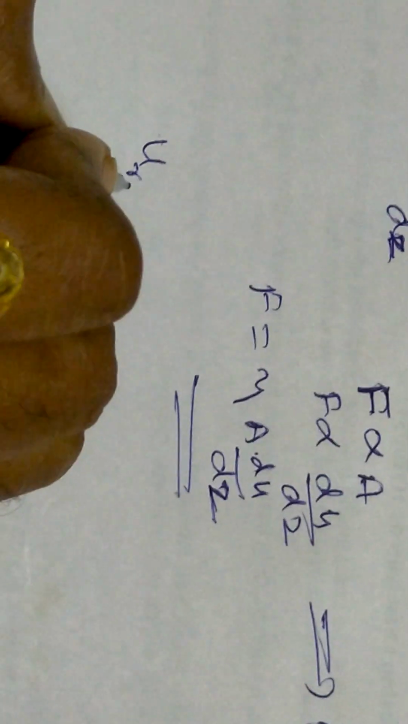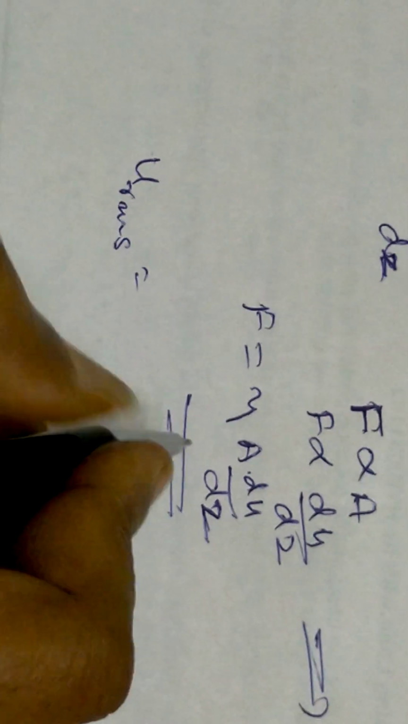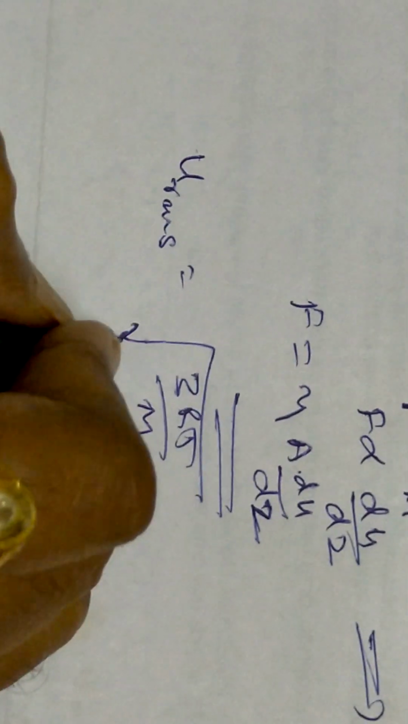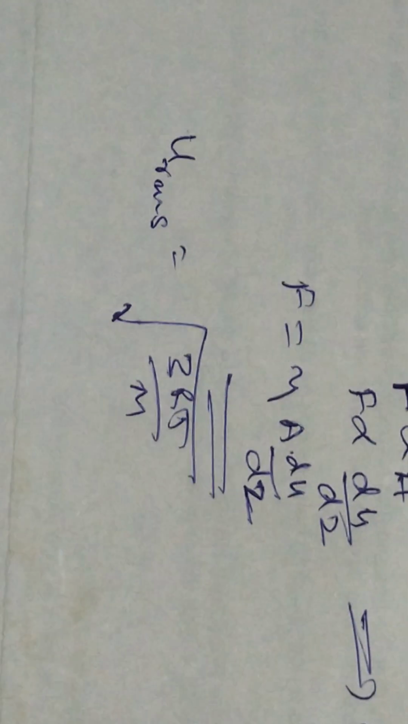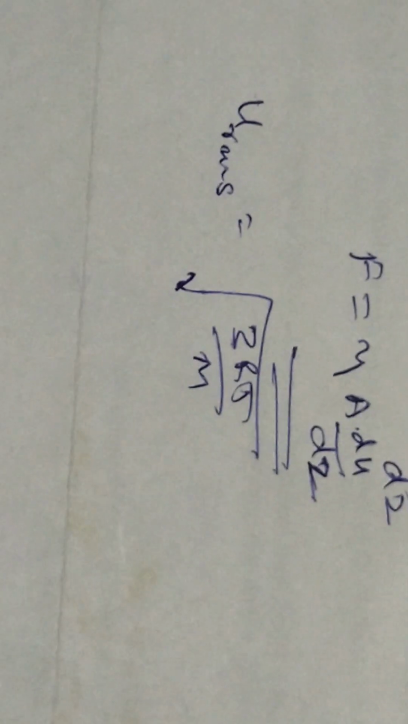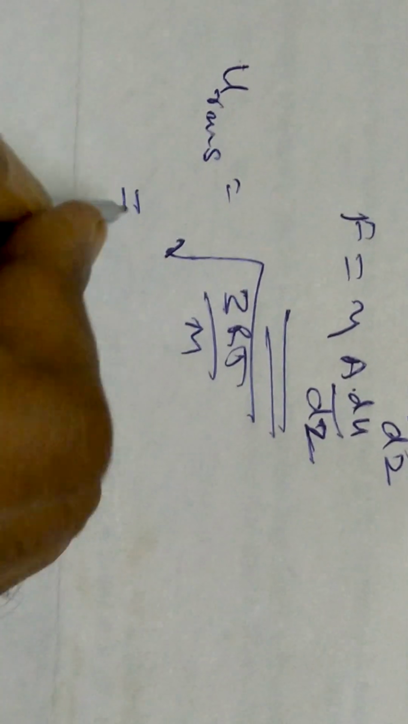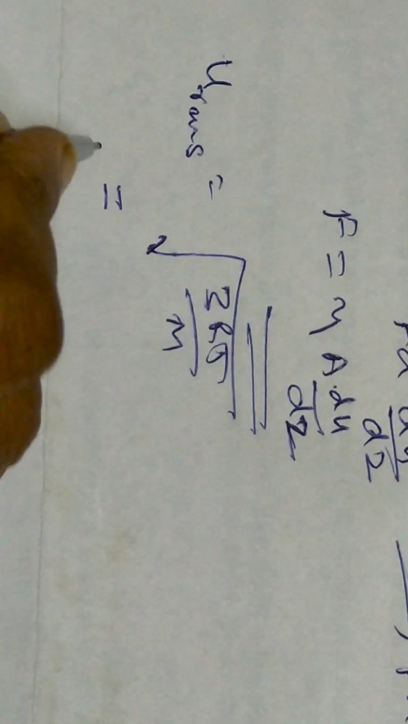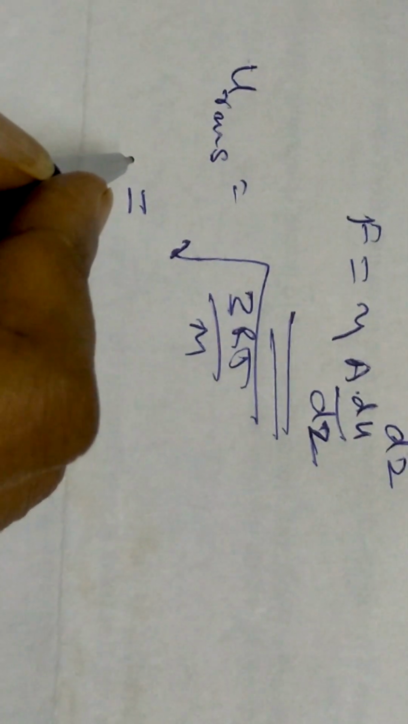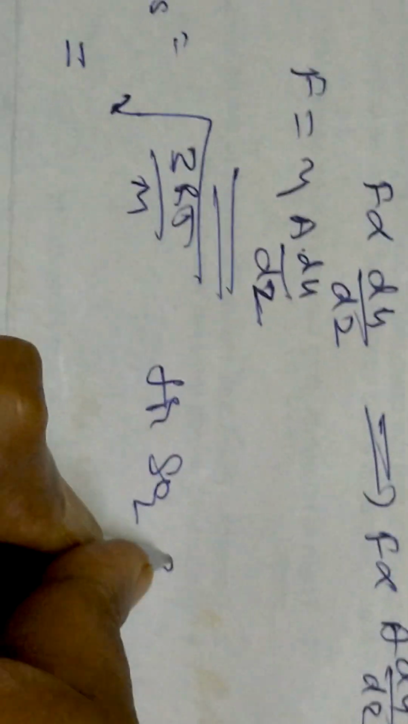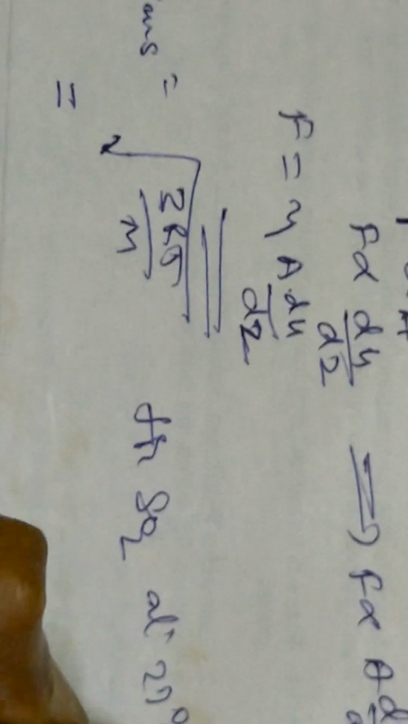If you want the RMS velocity, the simple equation everybody knows is the square root of 3RT by m. But what R is and what m is are the most important things. Most of the time people get confused and put in the wrong values. So we'll see one small problem: calculate the RMS velocity for SO2 at 27 degrees centigrade.